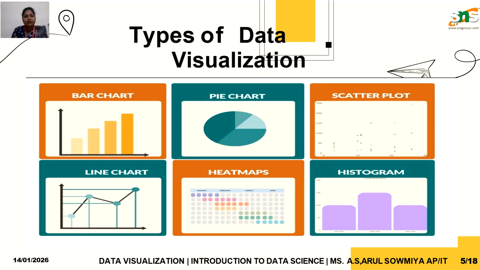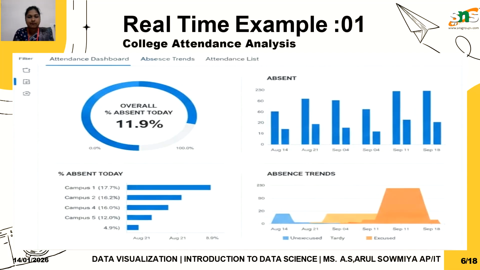So what are the types of data visualization? There are so many types, by visualizing the data in a bar chart, pie chart, scatter plot, line chart, heat maps, and histograms.